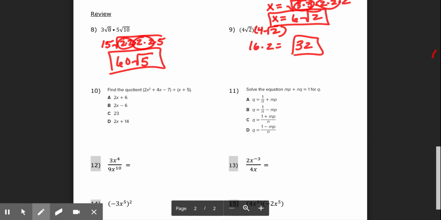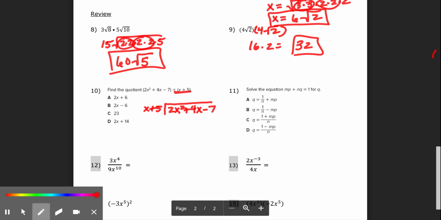Number 10. Find the quotient. Okay, so we can divide, or you can take x plus 5, which is right there, and multiply it by one of these answers to see if it will give you 2x squared plus 4x minus 7. Let's go ahead and divide because we haven't done that in a while. So we're going to have x plus 5, and then we're going to have 2x squared plus 4x minus 7.